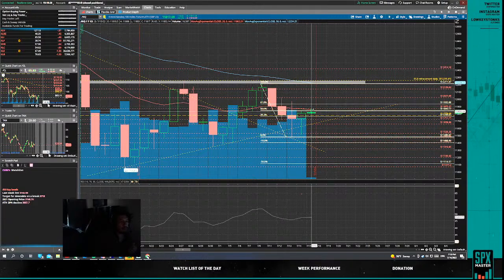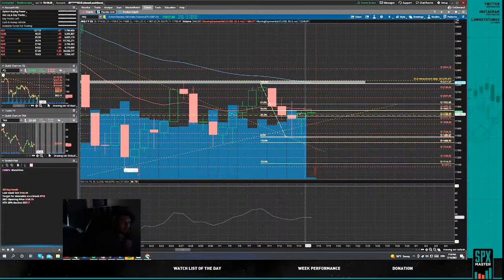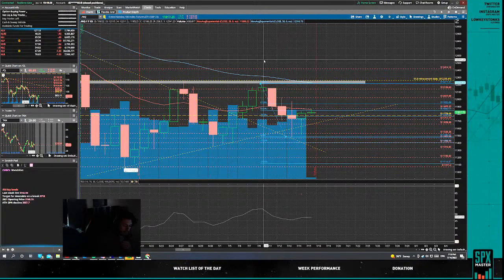And if it turns around right here, it will basically be turning around the 50% of this drop into a new drop, right? So that's what I'm looking for.